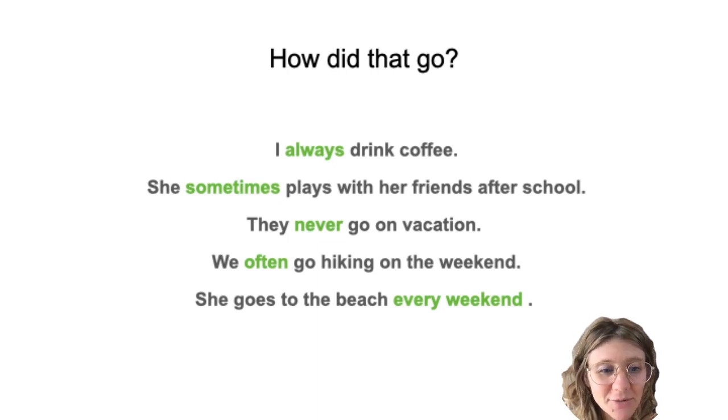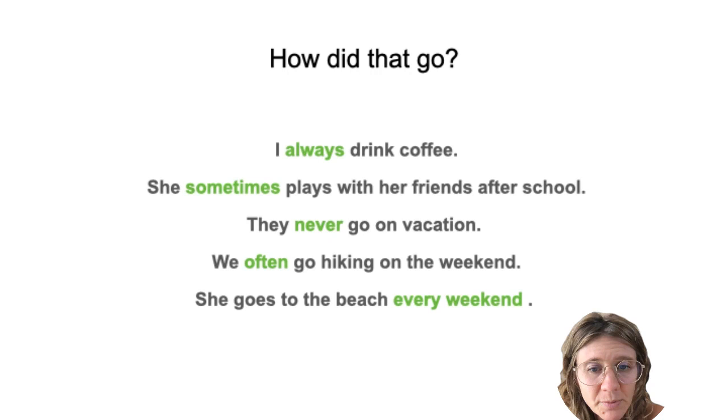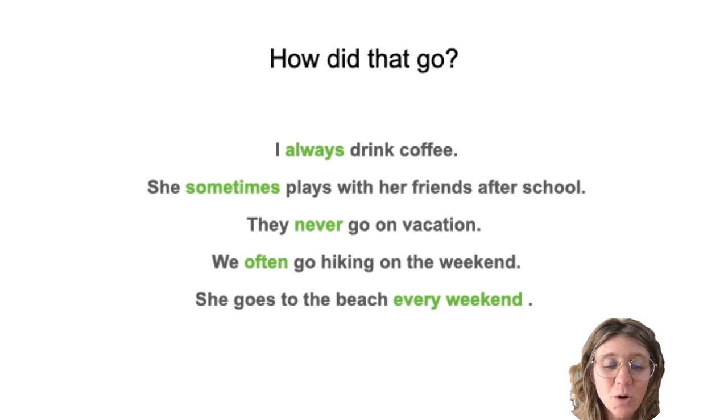Okay, how did it go? This one's quite simple. So again, these are placed right before the verb. I always drink coffee. She sometimes plays with her friends after school. They never go on vacation. We often go hiking on the weekend. And she goes to the beach every weekend. Okay, so hopefully you got those right, and if so, you're ready to move on.